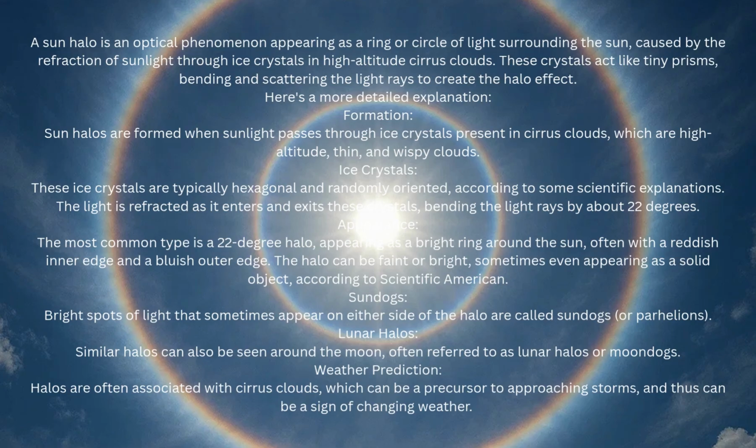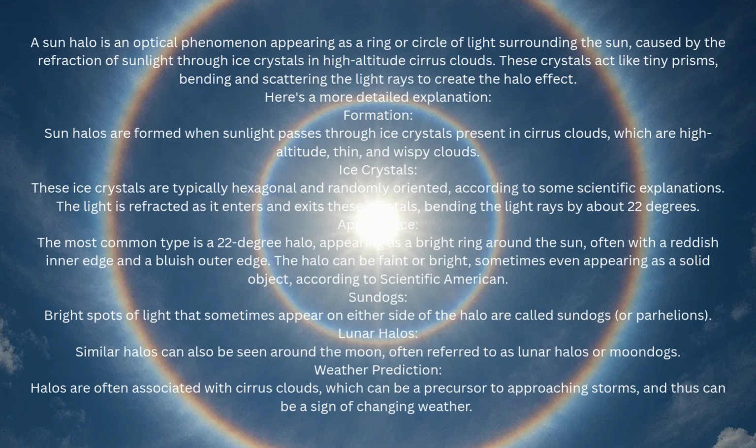A sun halo is an optical phenomenon appearing as a ring or circle of light surrounding the sun, caused by the refraction of sunlight through ice crystals in high-altitude cirrus clouds. These crystals act like tiny prisms, bending and scattering the light rays to create the halo effect. Here's a more detailed explanation.